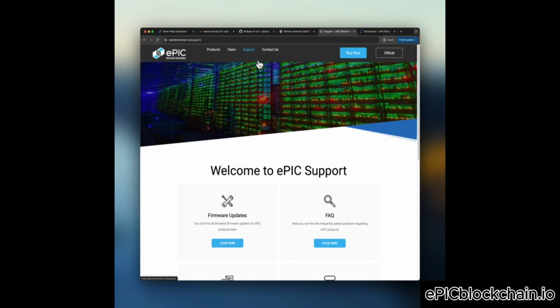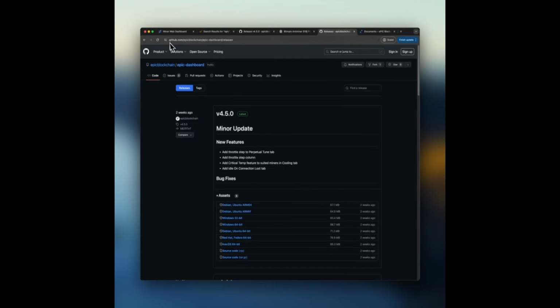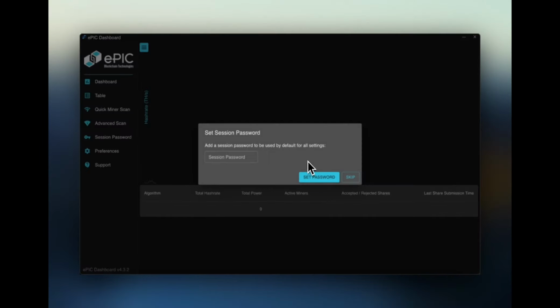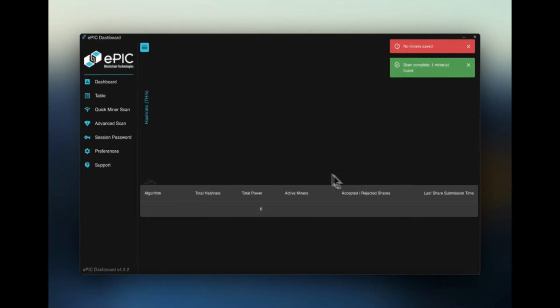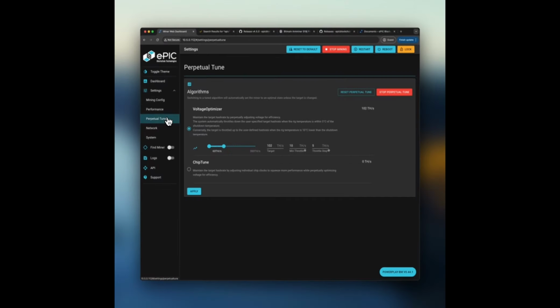Go to the support page on the website to download Epic Dashboard. You should be able to find your miner's IP address through scanning on the Epic Dashboard software. If you are ready, let's go and learn about the Perpetual Tune.